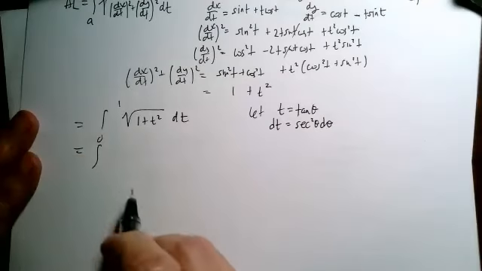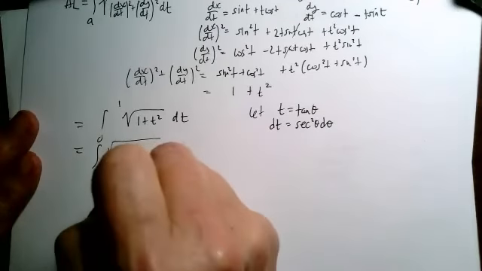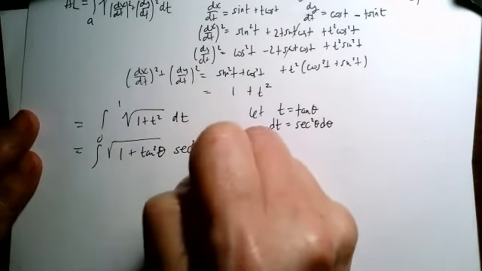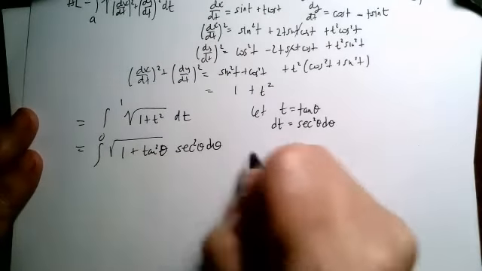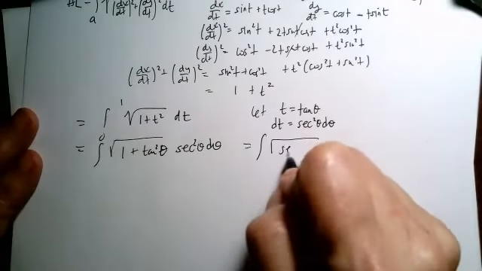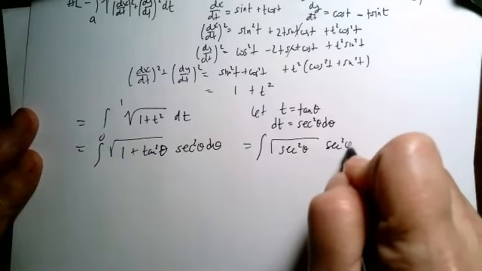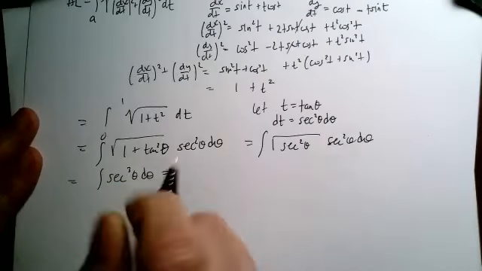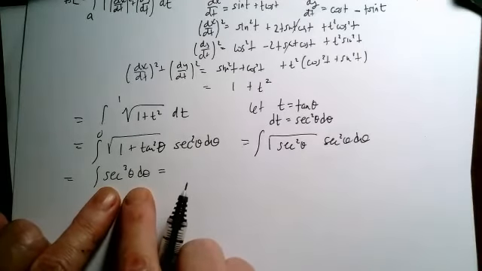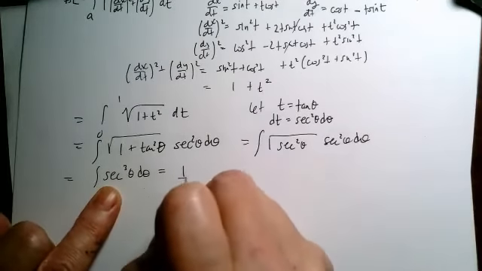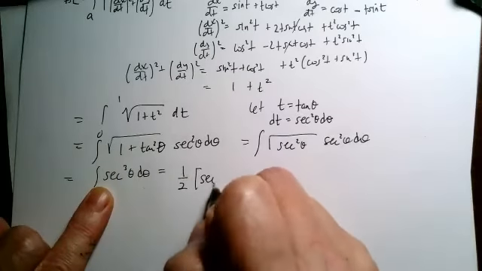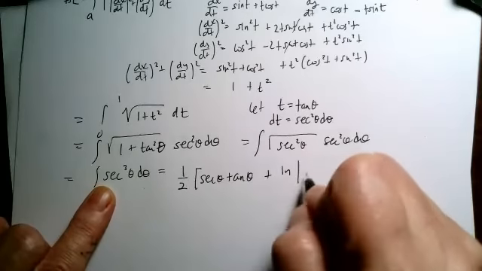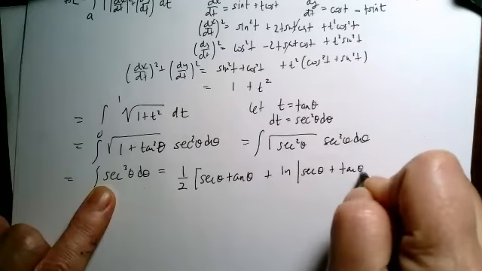So I'll pretend like I have an indefinite integral for now. Well, the square root of 1 plus tangent squared theta times secant squared theta d theta. What does the radical become? That's going to be the square root of secant squared theta, and that will become the integral of secant cubed theta d theta. And you all remember the integral of secant cubed, right? That's going to be 1/2 of the derivative, which is secant theta tangent theta, plus the integral, which is what? The log of secant theta plus tangent theta.